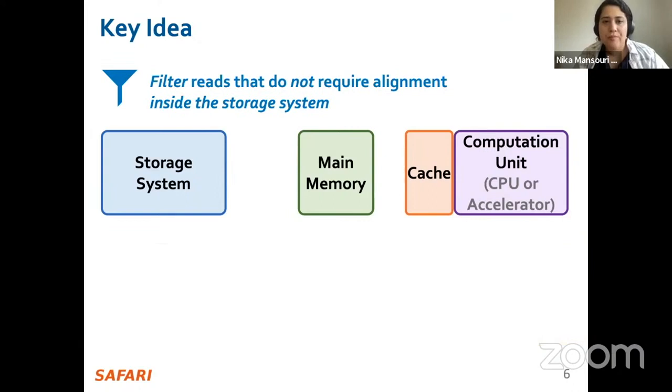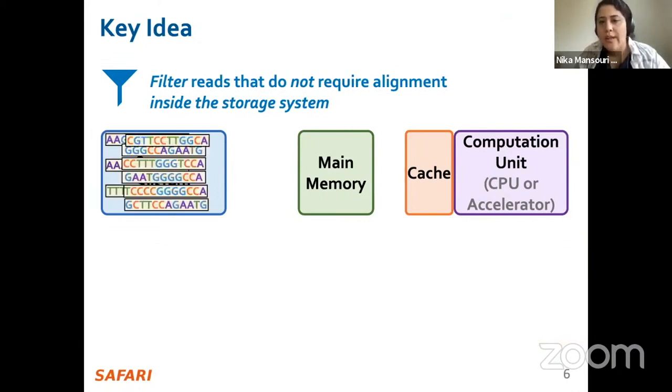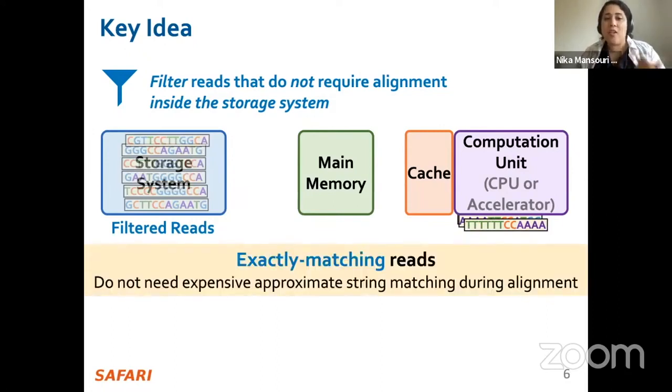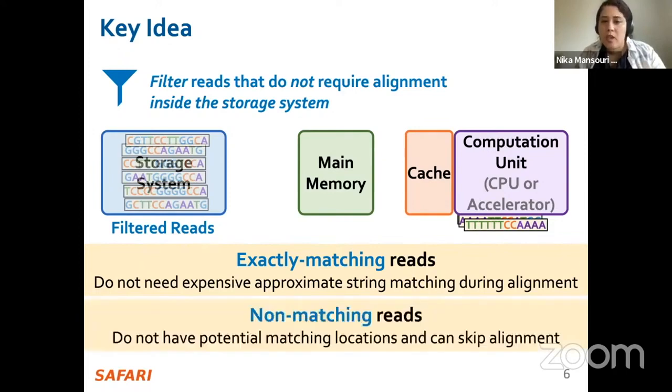So our key idea in this work is to filter reads that do not require the expensive alignment computation in the storage system to fundamentally reduce data movement overhead of read mapping. Examples of reads that do not require that costly alignment step would be reads exactly matching the reference genome, that do not need approximate string matching performed during alignment, and non-matching reads that have no potential matching locations in the reference genome, and therefore they can skip the alignment step.